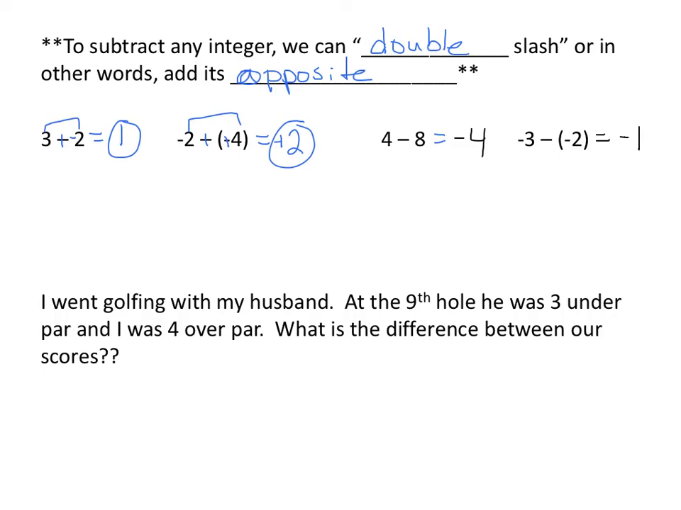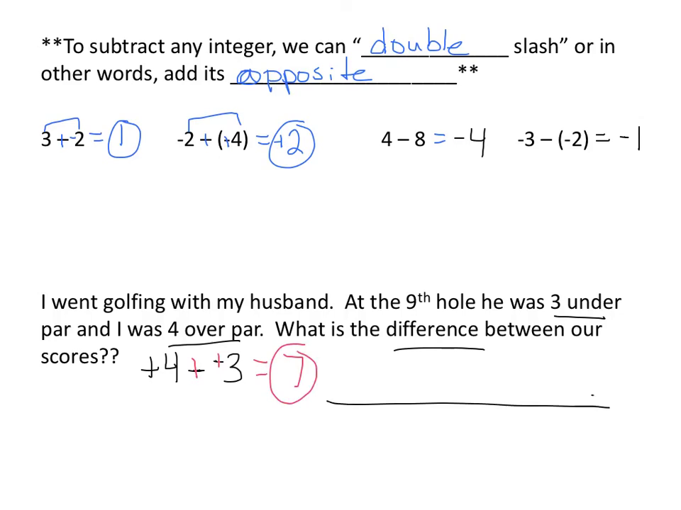So let's look at a real life example. I went golfing with my husband. At the 9th hole, he was 3 under par, and I was 4 over par. What is the difference between our scores? So if I'm 4 over, that's the same as having a positive 4. Finding the difference means subtract, and he's 3 under par, so negative 3. So I have positive 4 minus negative 3. I'm going to go ahead and double slash. I'm going to make this a plus, this a positive. So now I have 4 plus positive 3, or 7. So there's a difference of 7 between our scores.